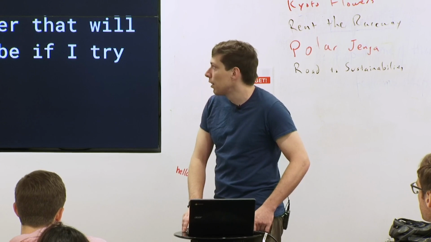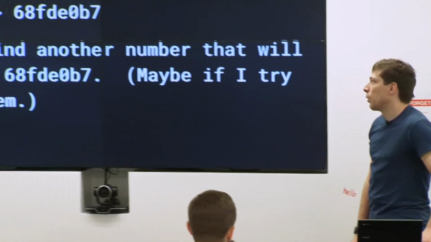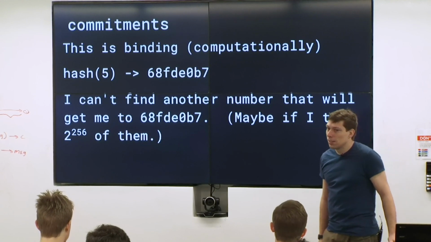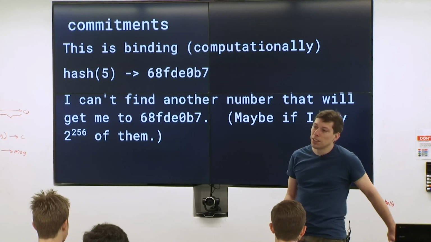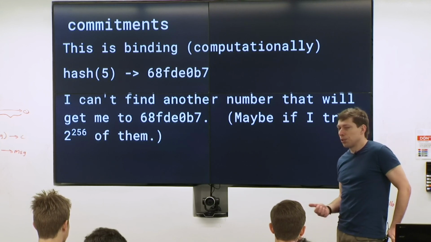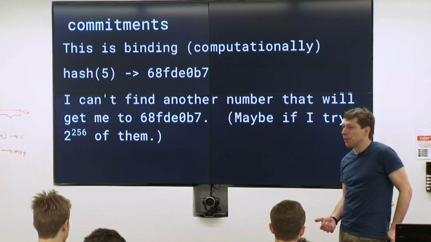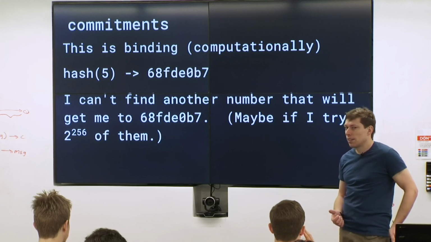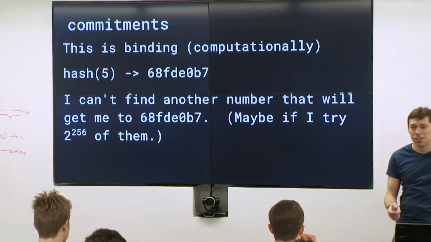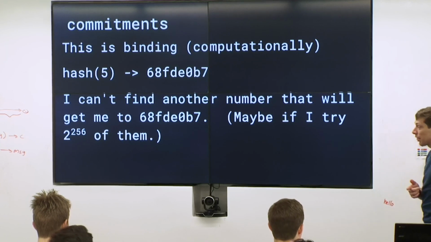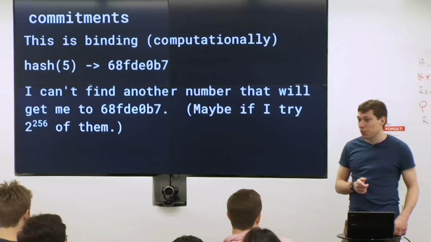Okay, so this is binding. Any ideas of why this would not be a good commitment scheme? You want to commit to a value and then later reveal it. You don't want the person who's committing to be able to change their commitment. What else might you want that this probably doesn't provide? Do you need some way of being able to add the commitments? Yep. Okay, so you want to be able to do fancy stuff with the commitments.